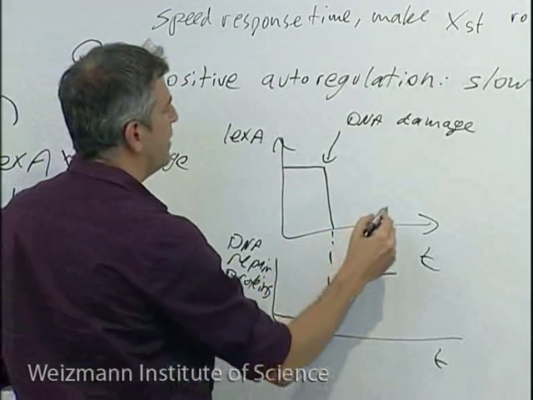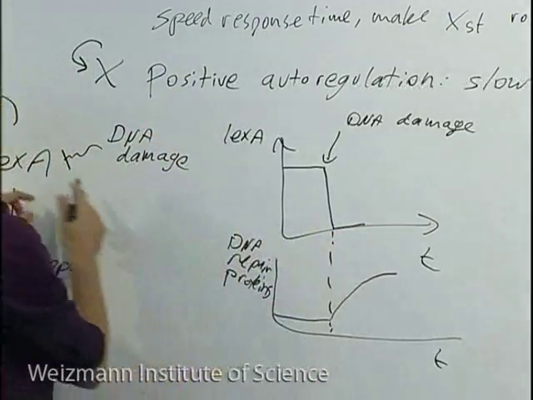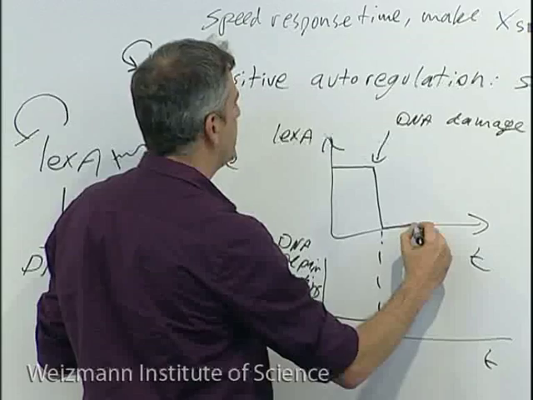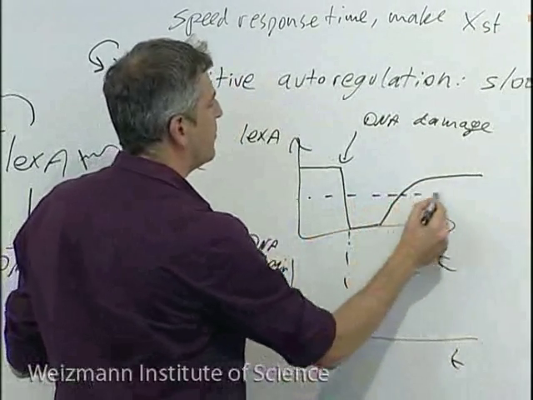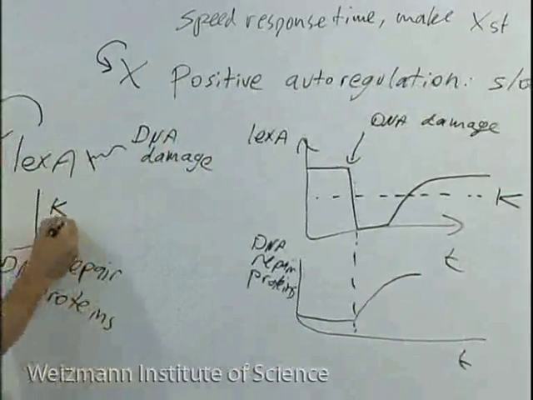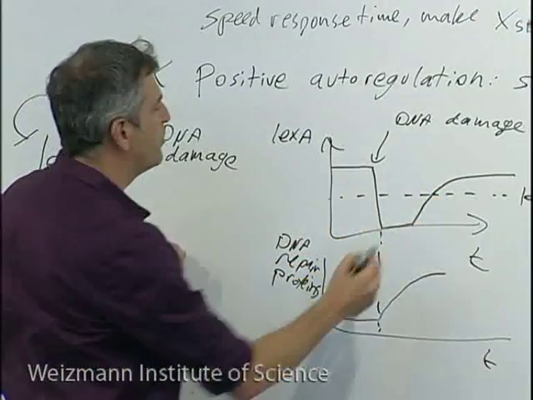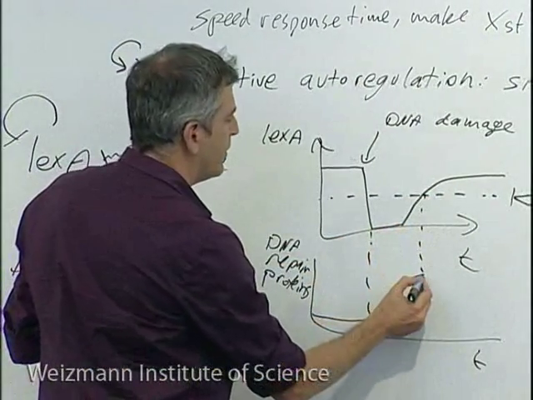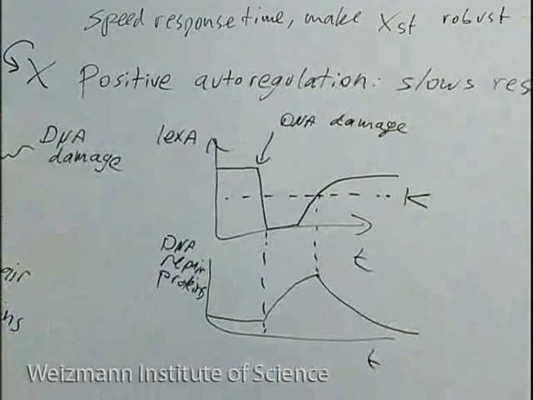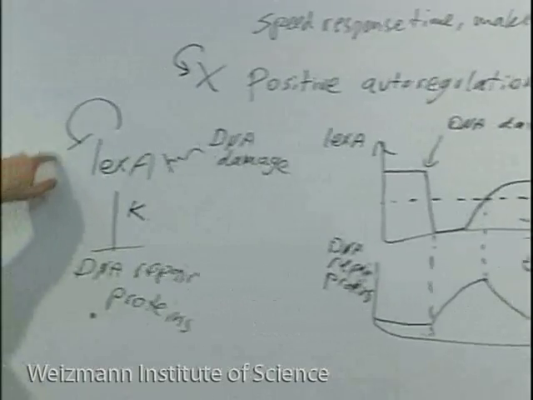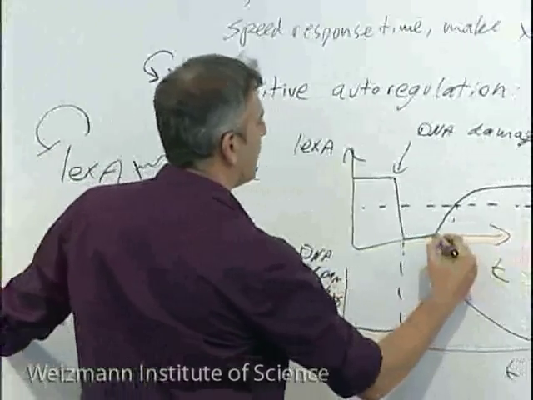And when they repair the DNA, there's no longer damage, so this repressor is made again. And it has some threshold for repressing those proteins. When it reaches high above its repression threshold, then these are not made anymore, and they get diluted away. But the function of this negative autoregulation, as we said before, is to speed things up.